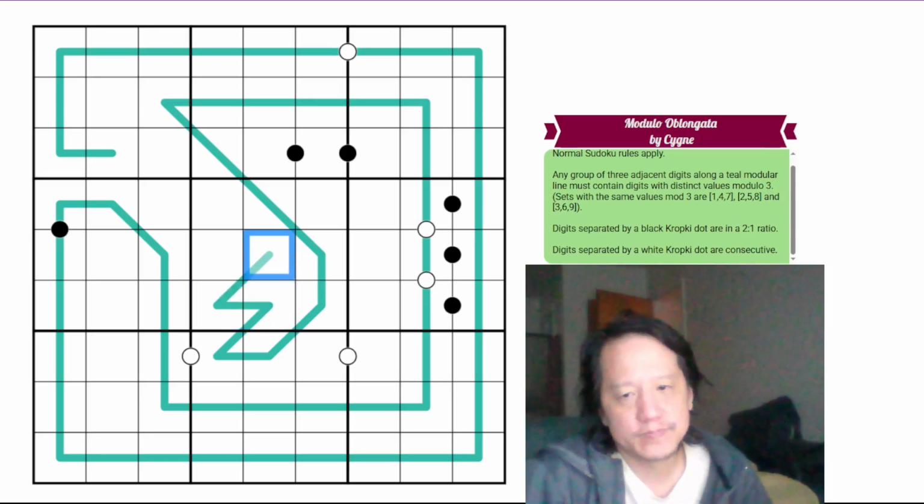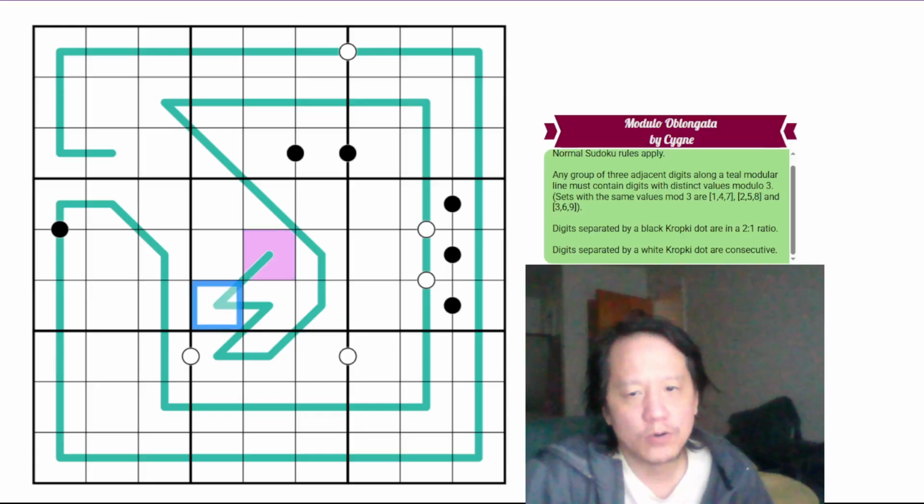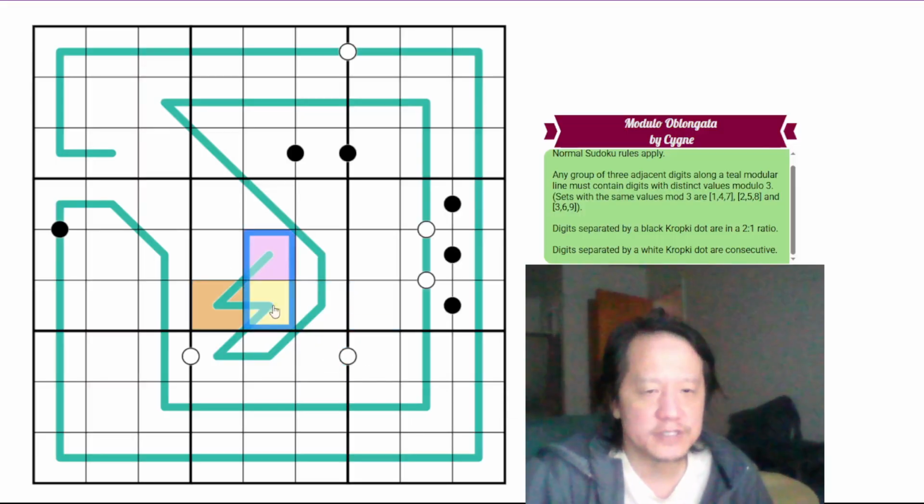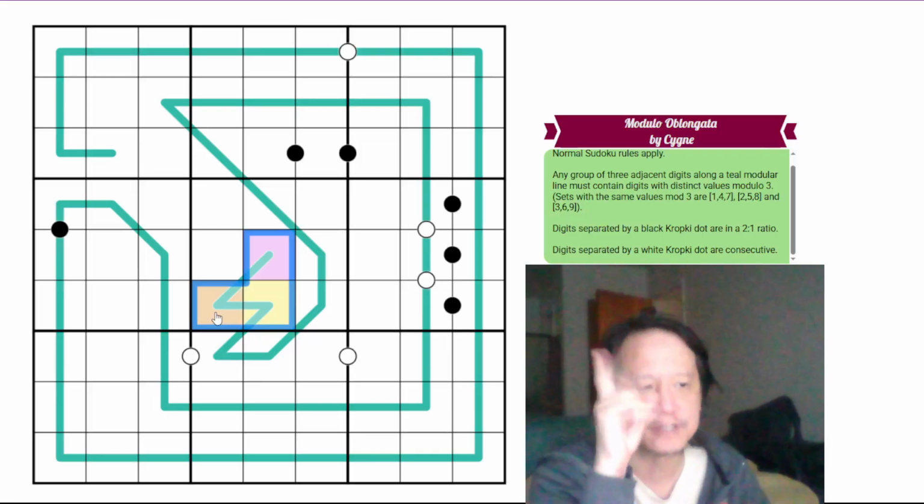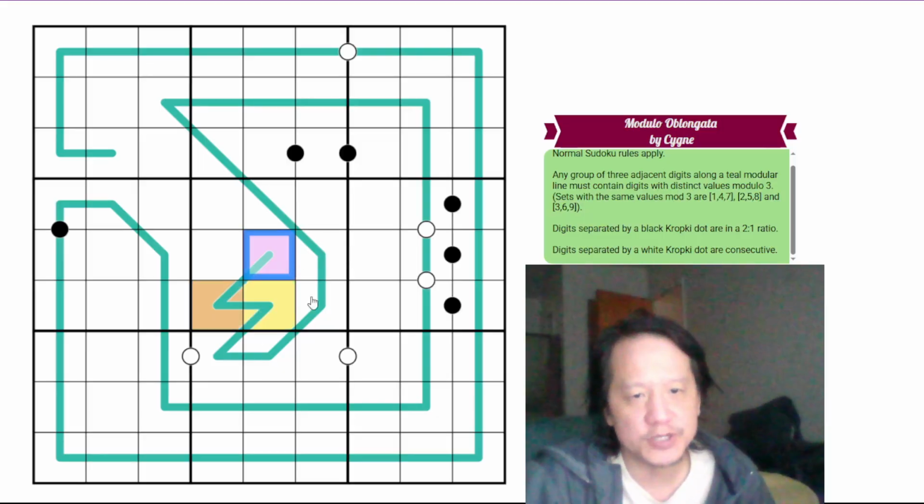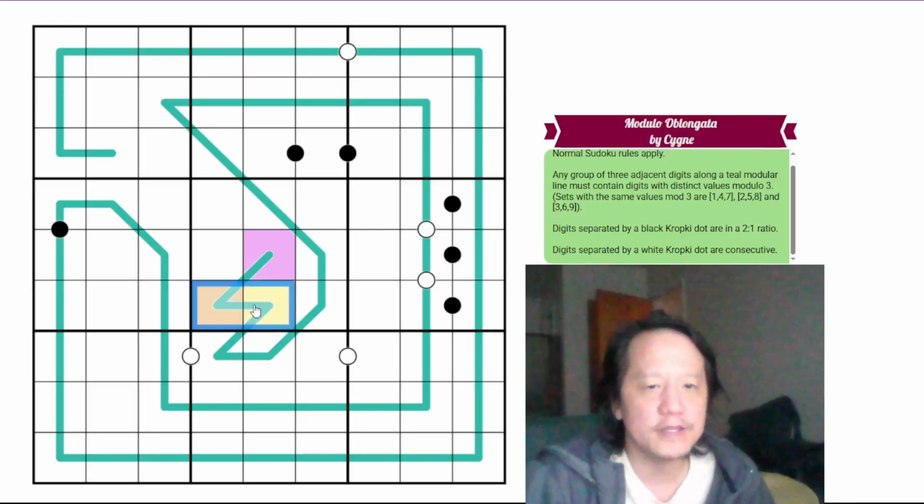So let's start here. We're going to make this pink, orange, and yellow for these sets, because these have to be different sets, right? For every 3 adjacent digits on a teal modular line, you're going to have one from every set. So this is from set pink, set orange, set yellow. Well, what about these 3? These already contain one from set orange and set yellow, so this must be pink.